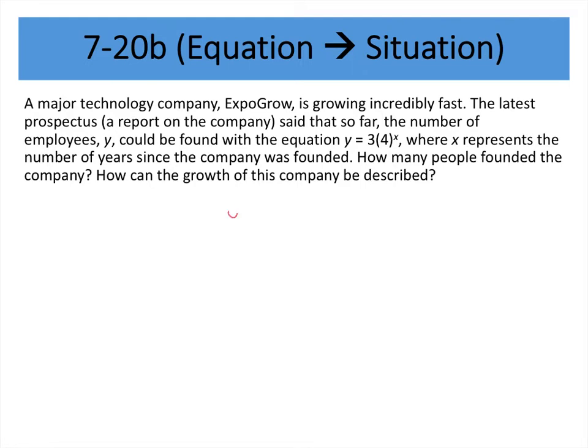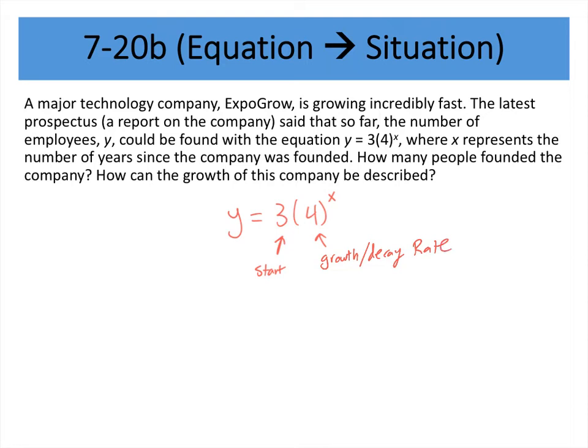Okay, so our equation y equals 3 times 4 to the power of x. We're going to first see how many people founded the company. Well, we know that in an equation, the 3 is the starting point, and we know that the thing inside the parentheses is the multiplier, or the growth or decay rate.